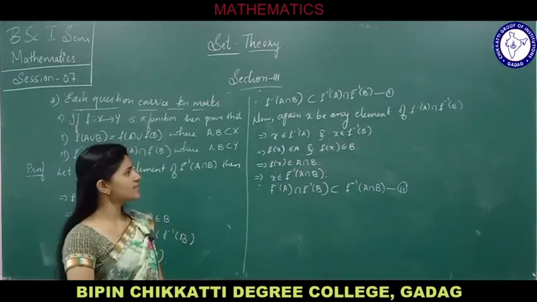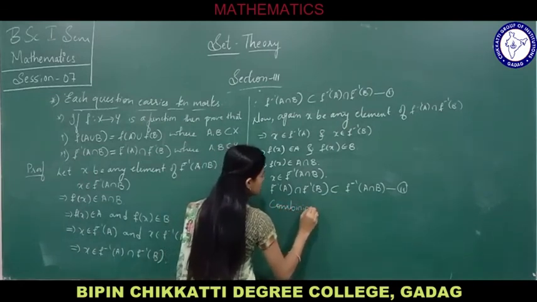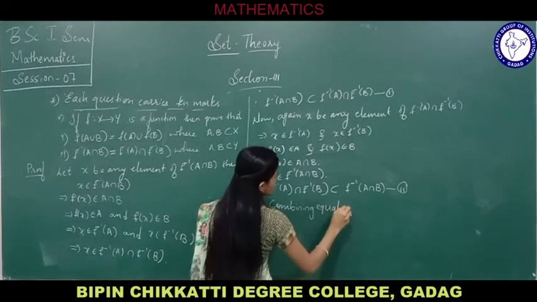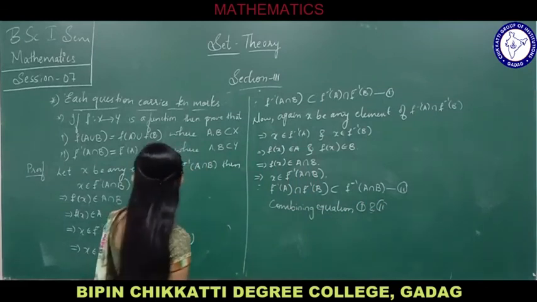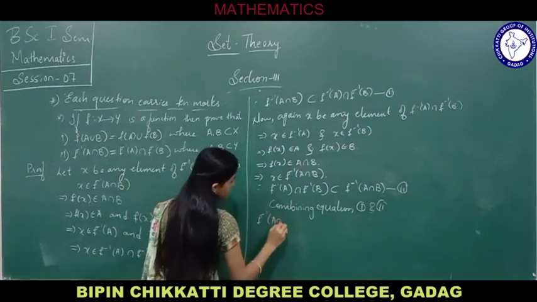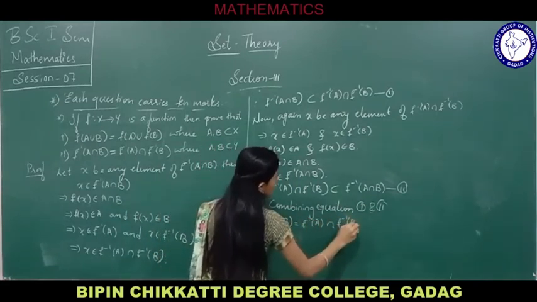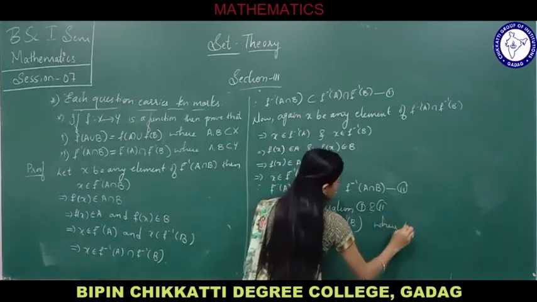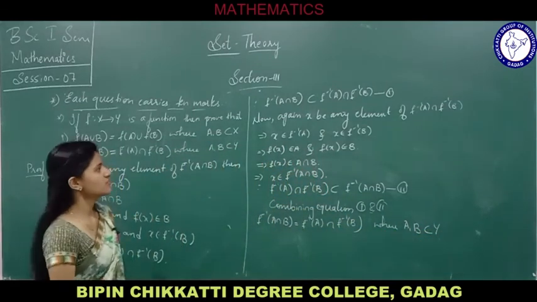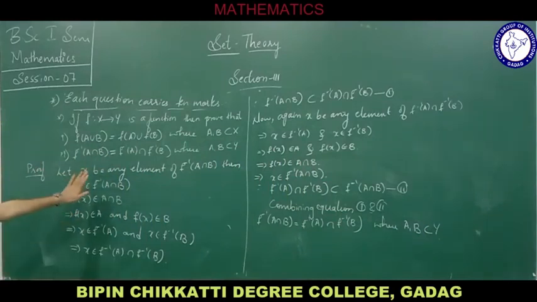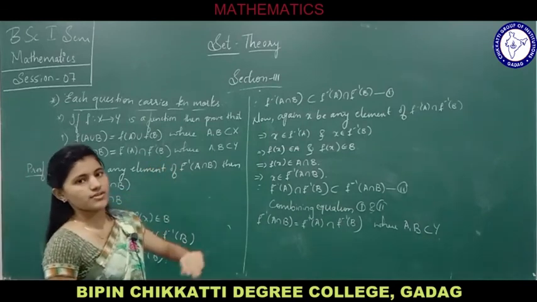Again, combining equation 1 and 2, what are we going to get? We get f inverse of (A intersection B) equals f inverse of A intersection f inverse of B, where A, B are subsets of Y. Hence we proved that f inverse of (A intersection B) equals f inverse of A intersection f inverse of B.